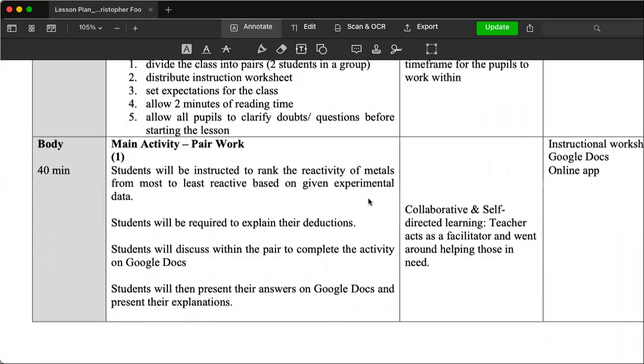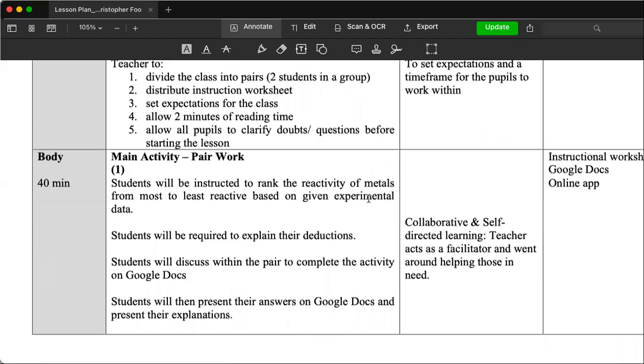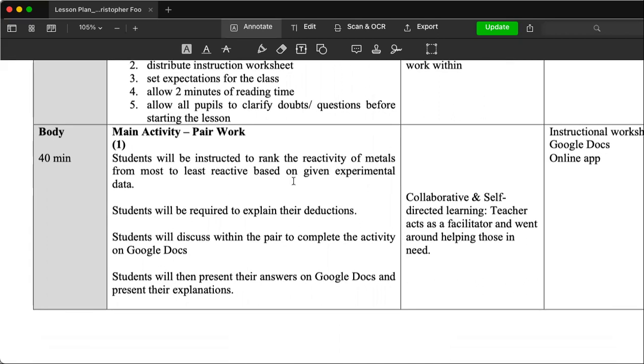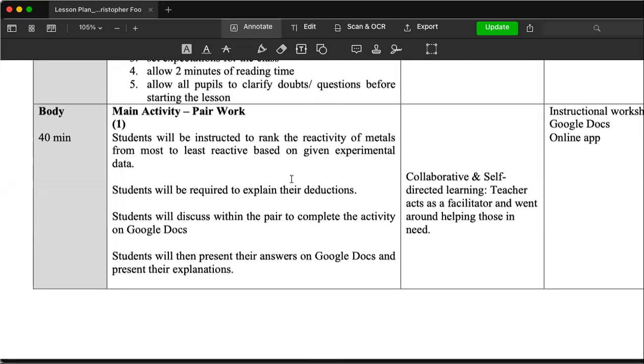Now, before I show you the worksheet, which is below, I will share with you what will be completed within the 40 minutes, meaning the main part of this lesson. As mentioned, this will be a pair work activity where students are required to rank the reactivity of metals from the most to the least reactive based on given experimental data. Students are required to explain their deductions.